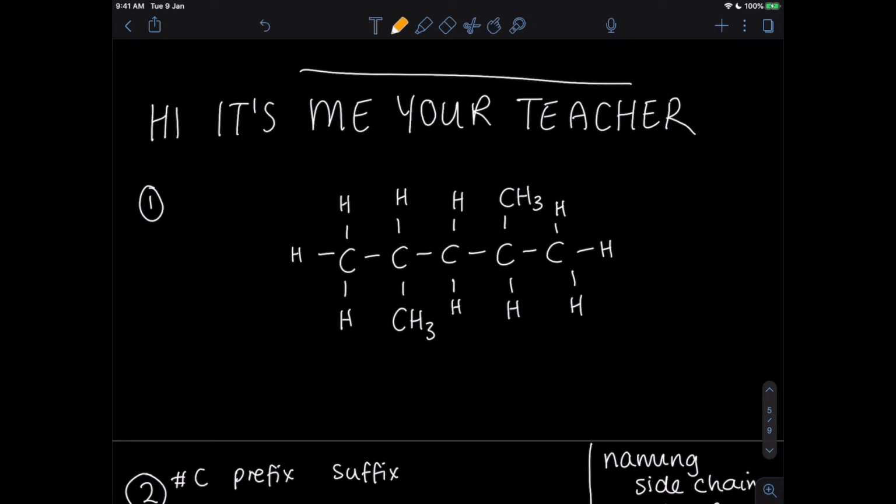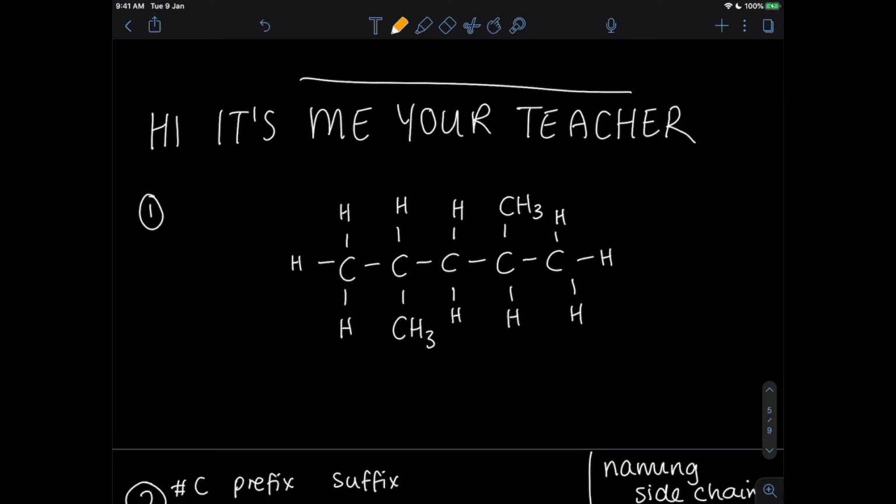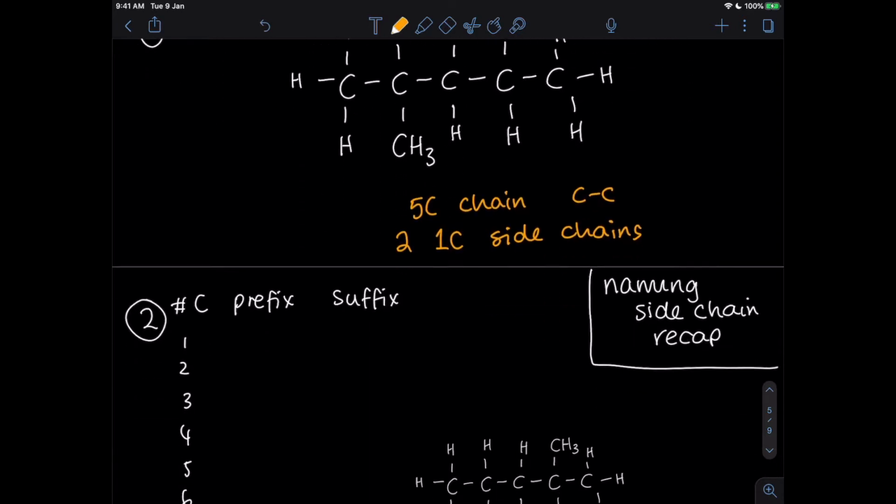So we have to make sure that all of the information is present in our organic chemistry language code. We have here a five carbon chain that has two single carbon side chains attached. That's important information to have. We need to make sure that our organic name gives us all of this information. There are 5 carbons in the main chain. They're all single bonded together, and there are 2 side chains, and both of them are methyl groups. They're both single carbon side chains.